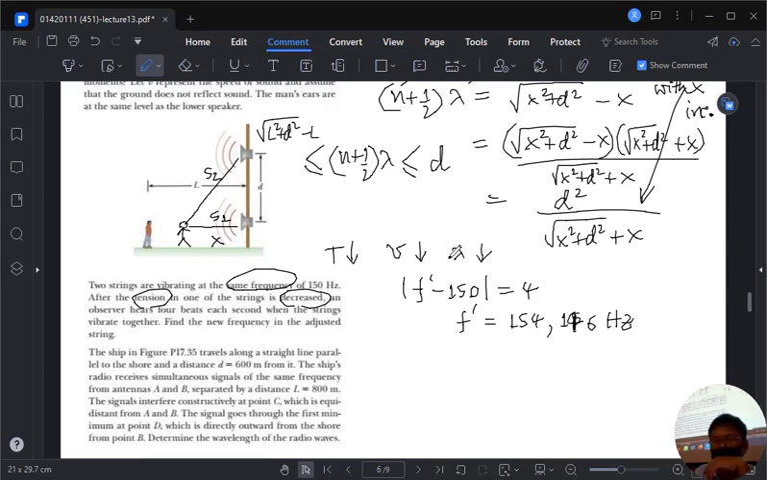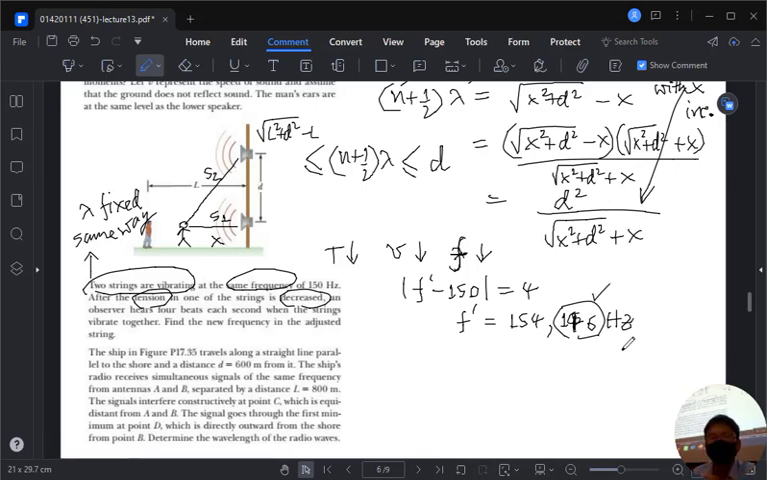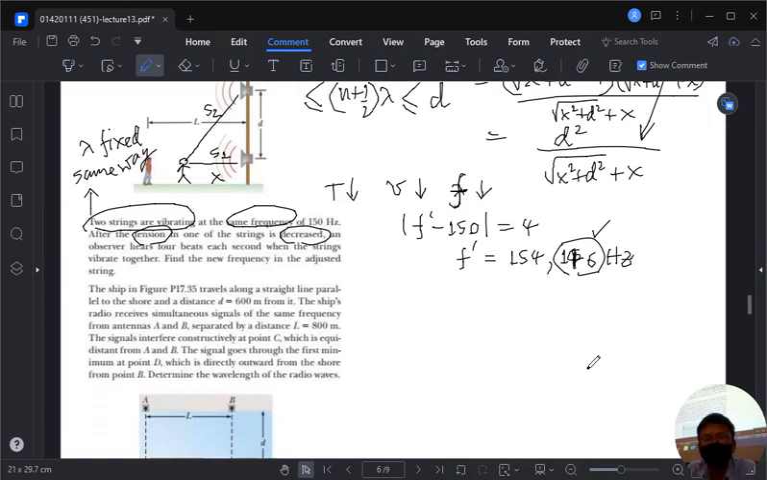Basically you have that, right? Two strings vibrating the same way, lambda is the same, so the frequency is less, because it's two strings vibrating the same way. When two strings are vibrating the same way, lambda is fixed, so the frequency is less, so the answer is 146, not 154. It's a little bit loosened so that the frequency is smaller.